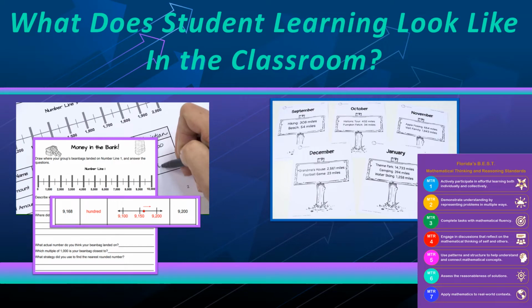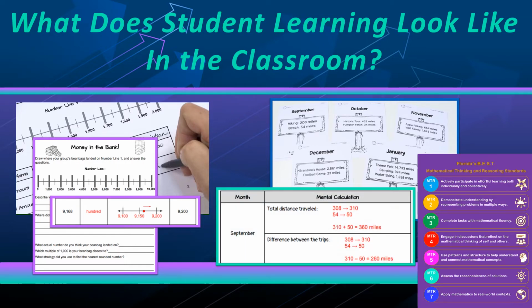As students progress through the unit, they're going to use their knowledge of rounding to connect to real-world situations such as distance traveled in a certain month, and they'll be able to make some mental calculations with addition, subtraction, multiplication, and division using their rounded numbers to help them find a reasonable estimate. The MTRs connected to this are 2, 5, and 6.